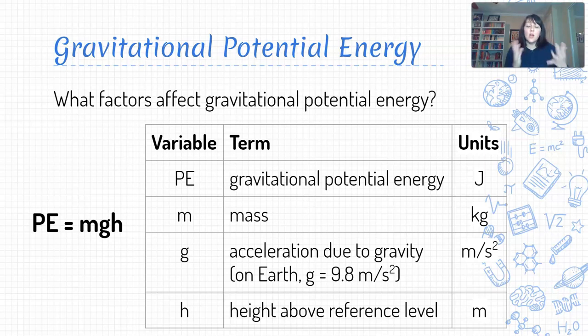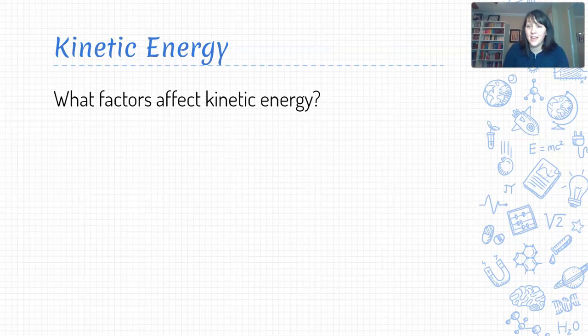Okay, so again, gravitational potential energy in joules is equal to mass in kilograms multiplied by acceleration due to gravity. Here on Earth, that's 9.8 meters per second squared, times the height of the object measured in meters. So that's gravitational potential energy. What about kinetic energy? What might be some factors that would influence kinetic energy? And here's a hint. There are two factors that influence kinetic energy.